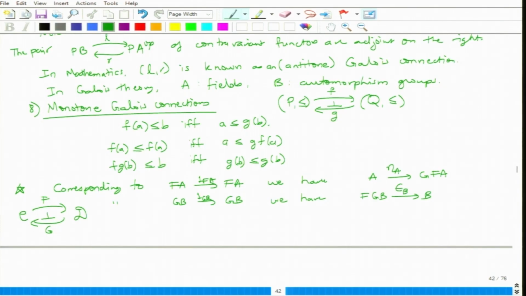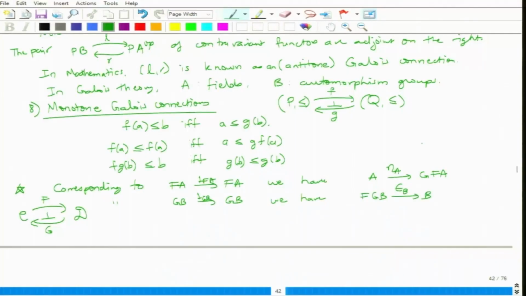Have you seen these notations before? Eta and epsilon? Equivalence of categories, yes. So equivalence is a special case. I mean, equivalence can always be converted into an adjunction. So therefore, eta and epsilon, they have some special place in category theory. In fact, they will be natural transformations, but we haven't shown that yet. Okay. So we will do that after we look at a few more examples.